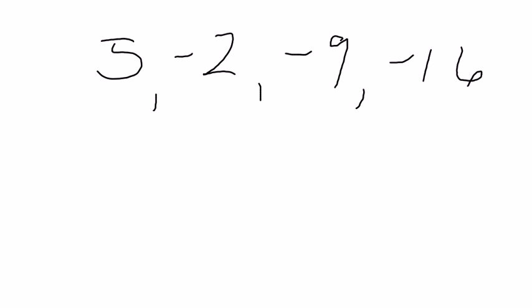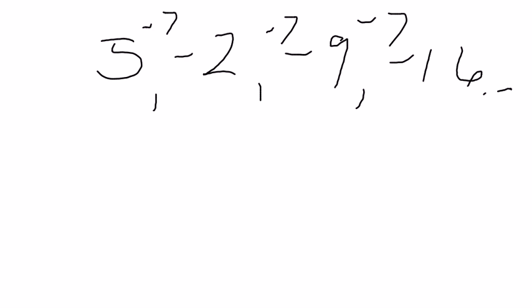Number 10, find the 50th term of the sequence: 5, negative 2, negative 9, negative 16, and that keeps going. First of all, what kind of sequence is it? Well, between 5 and negative 2, it subtracts 7. And it subtracts 7 here. And there it is. Okay, so it's an arithmetic sequence, obviously.